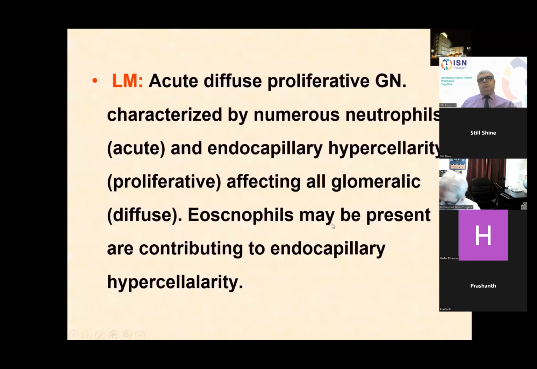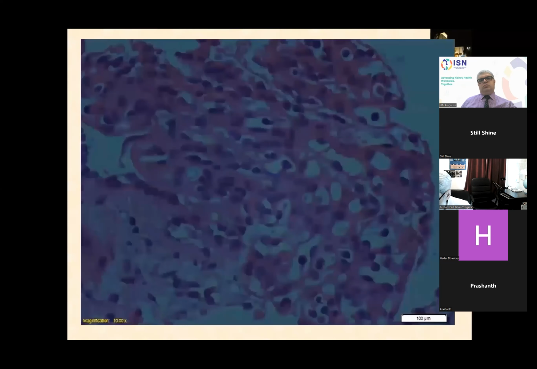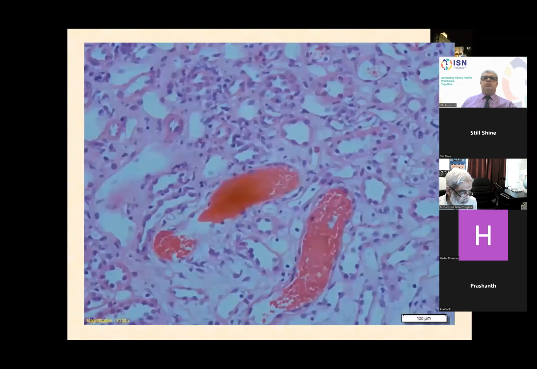Eosinophils may be present and contribute to endocapillary hypercellularity. In this figure, we have here the capillary lumina, and in all the segments we observed intracapillary presence of leukocytes or neutrophils inside the capillary lumen, and this is the endocapillary hypercellularity. It is associated with red blood cell casts, and this shows the patient exhibiting hematuria.